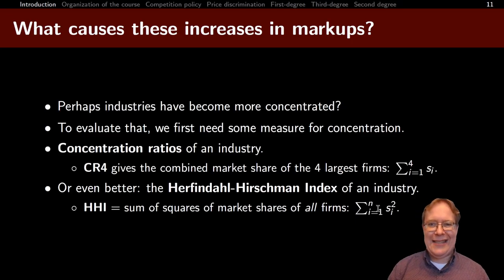So that's a very nice scaling as well. If you have perfect competition, your Herfindahl will be zero. If you have a monopoly, it will be one. If it's in between, then it's in between.